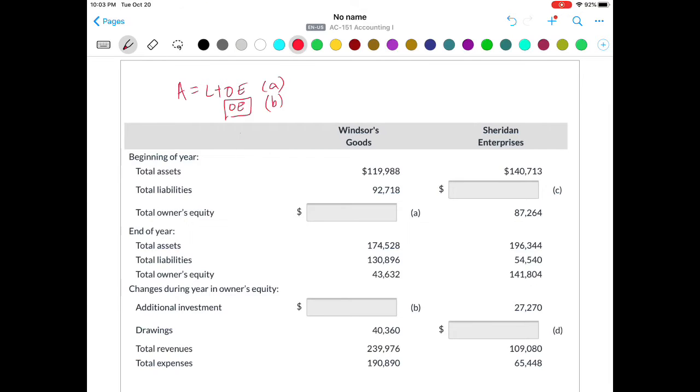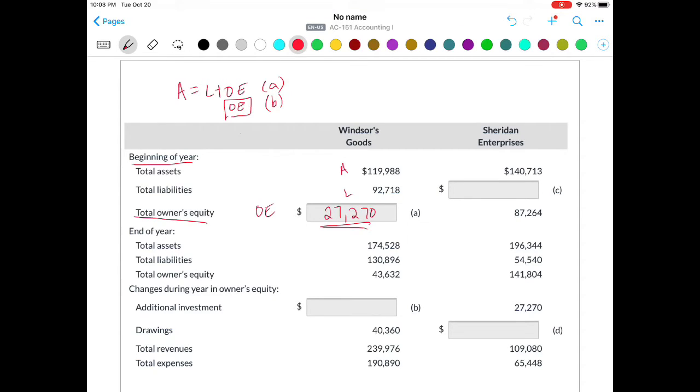We know that assets equals liabilities plus owner's equity, and if we solve for owner's equity, we get 27,270. Okay, so that's fairly straightforward. It's 119,988 minus 718. I'm sorry, gets you 27,270. So this is beginning of year equity.